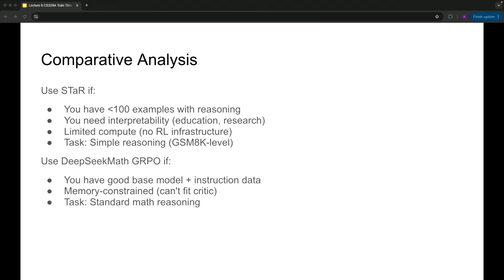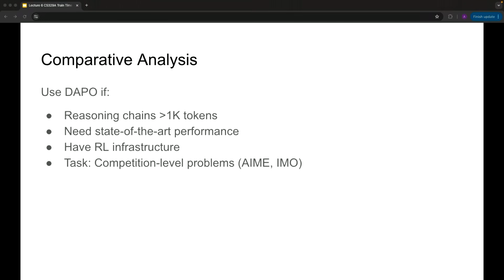If you go to DeepSeekMath and you use GRPO, you do need a good enough base model, plus you do need to prime the model with good instruction data, but now you have a reasonably strong algorithm that can work even if you don't have enough memory, if you have a limited number of GPUs, and then for standard math reasoning tasks, this was well proven.